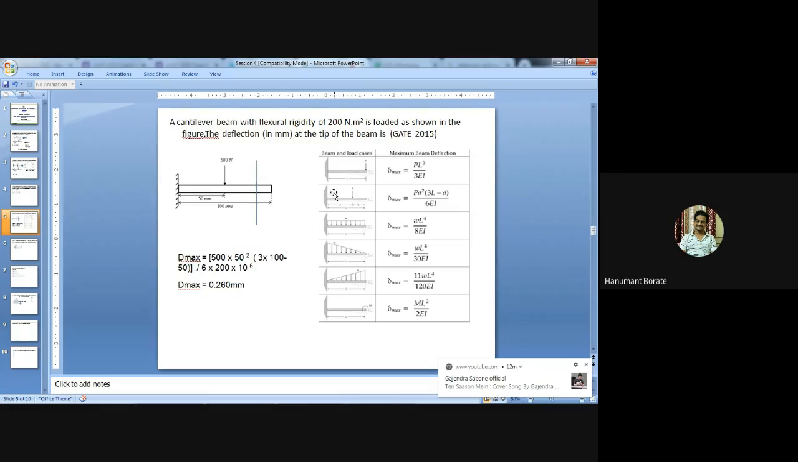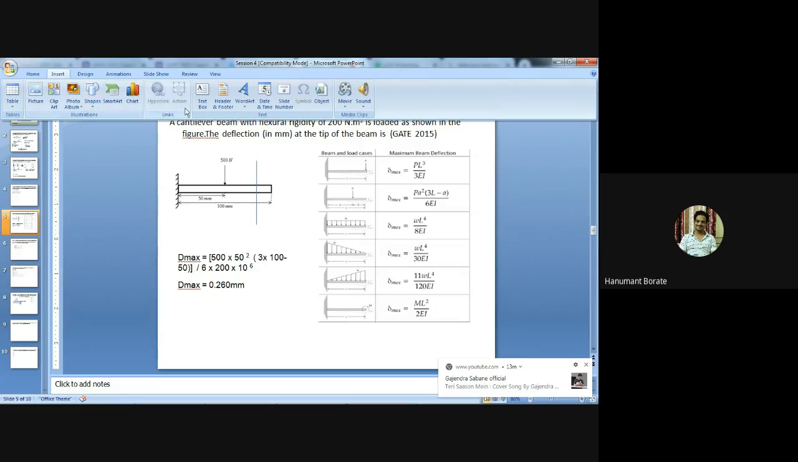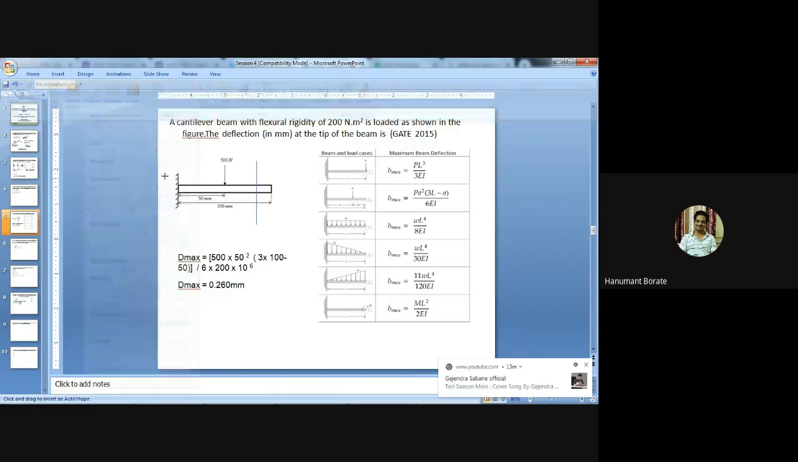To solve deflection problems, most of the time, all the problems are on the basis of the standard cases: either cantilever or simply supported beam with a center point load, with an end point load, with a UDL, uniformly varying load, or a concentrated moment at the end. So we just need to remember these formulas. Otherwise, we can solve this problem by using our conventional method, that is, we need to take a section at a distance x. This is also a simple method, but it takes time.